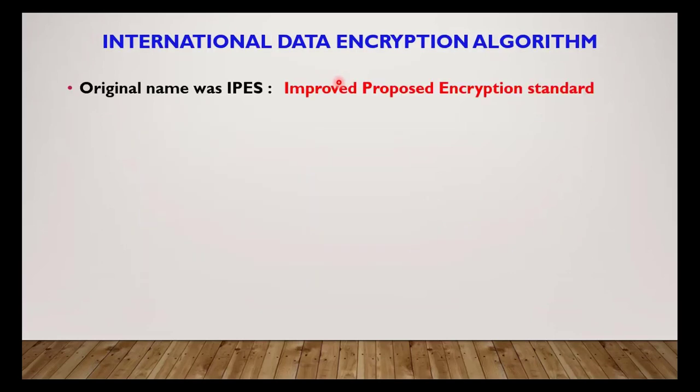International Data Encryption Algorithm. The original name was IPES, that is Improved Proposed Encryption Standard. It was an improvement over the earlier algorithm, that is DES, Data Encryption Standard, and after its global acceptance, it was renamed as International Data Encryption Algorithm.